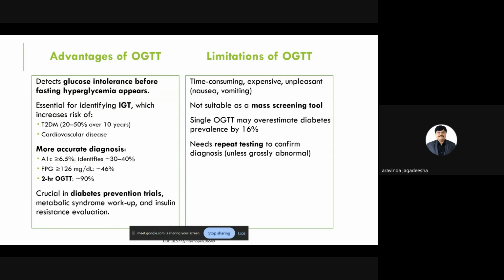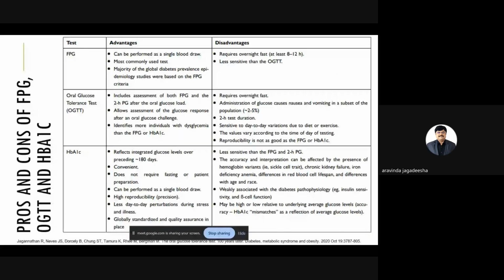So what are the limitations of OGTT? Time consuming, expensive, unpleasant, because some patients may have nausea and vomiting, not suitable as a mass screening tool. A single OGTT may overestimate diabetes prevalence by 16%. It needs repeat testing to confirm diagnosis unless grossly abnormal. So this slide summarizes what I have discussed till now. That is the fasting plasma glucose, OGTT, and HbA1c.